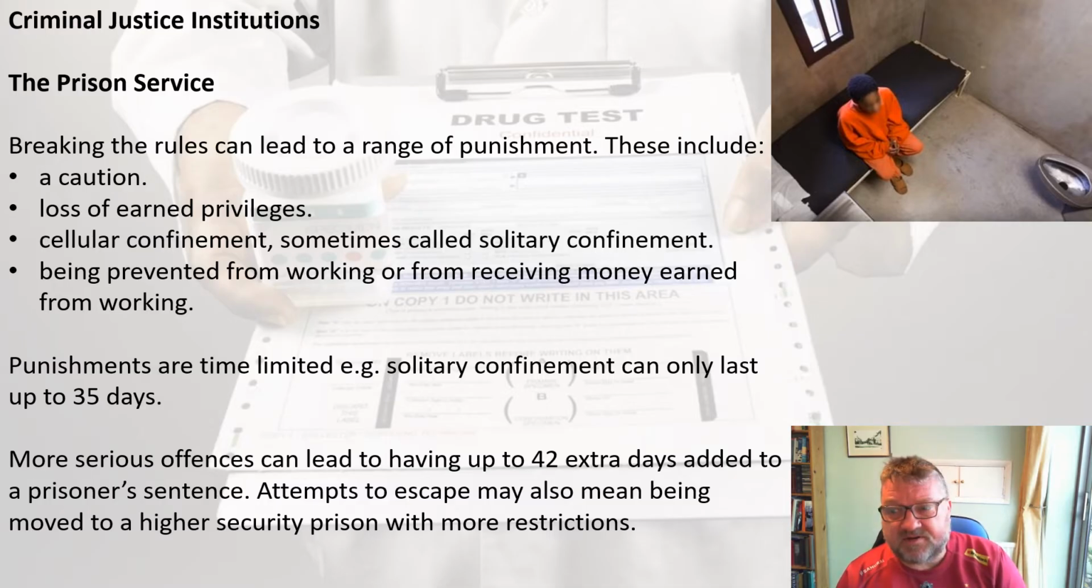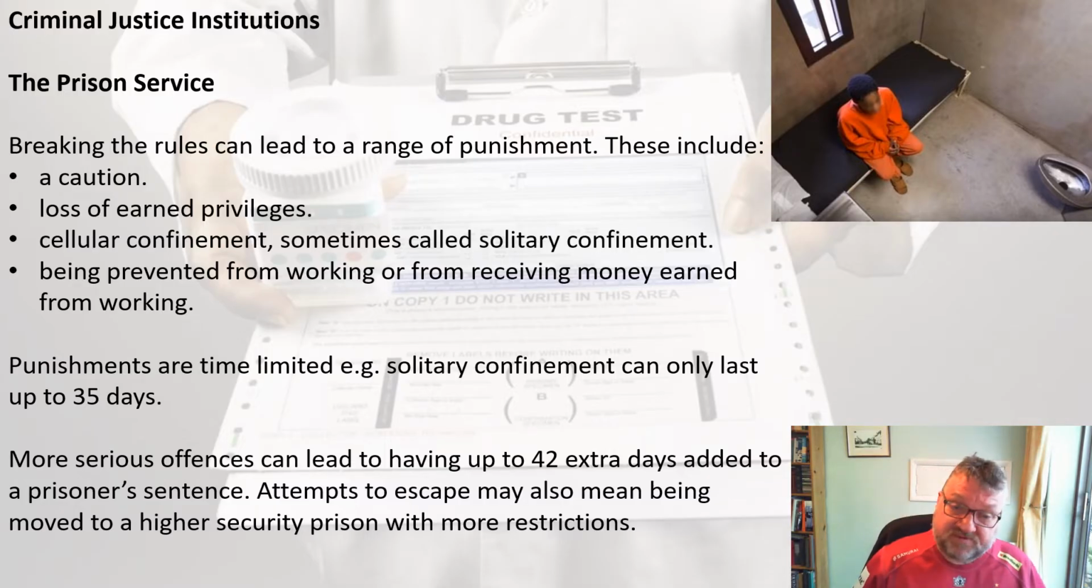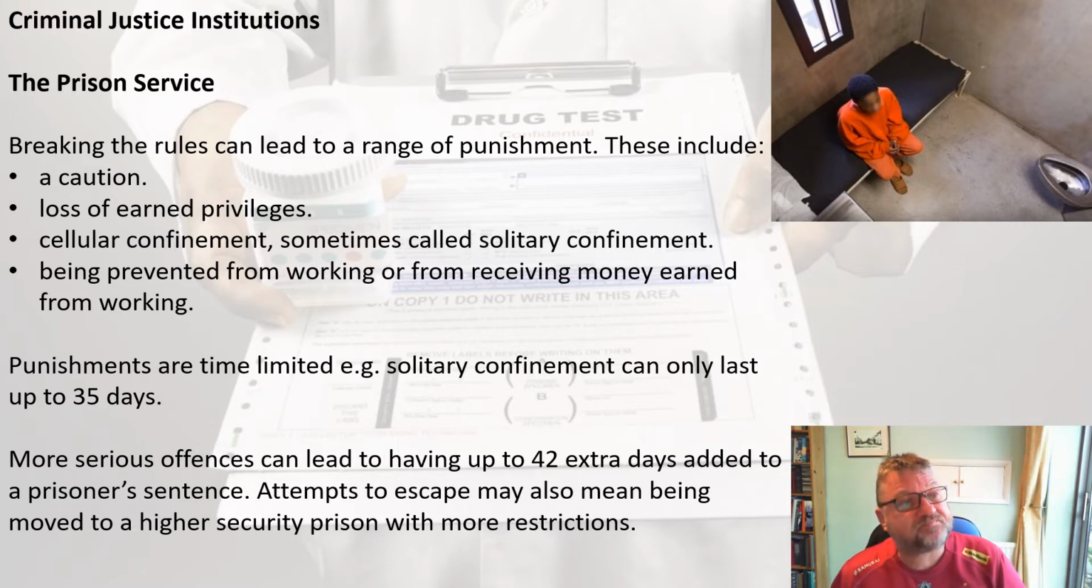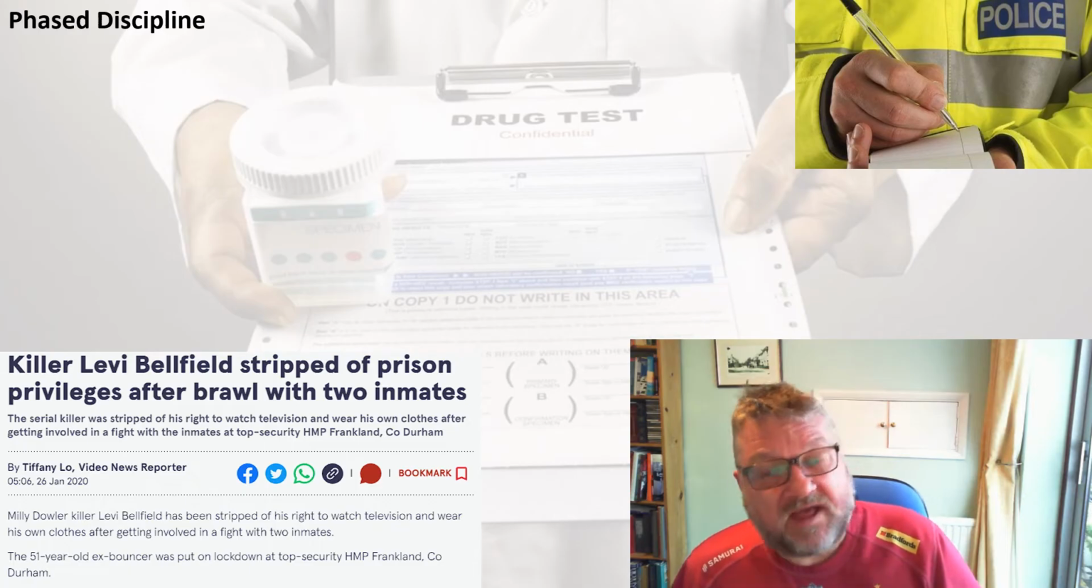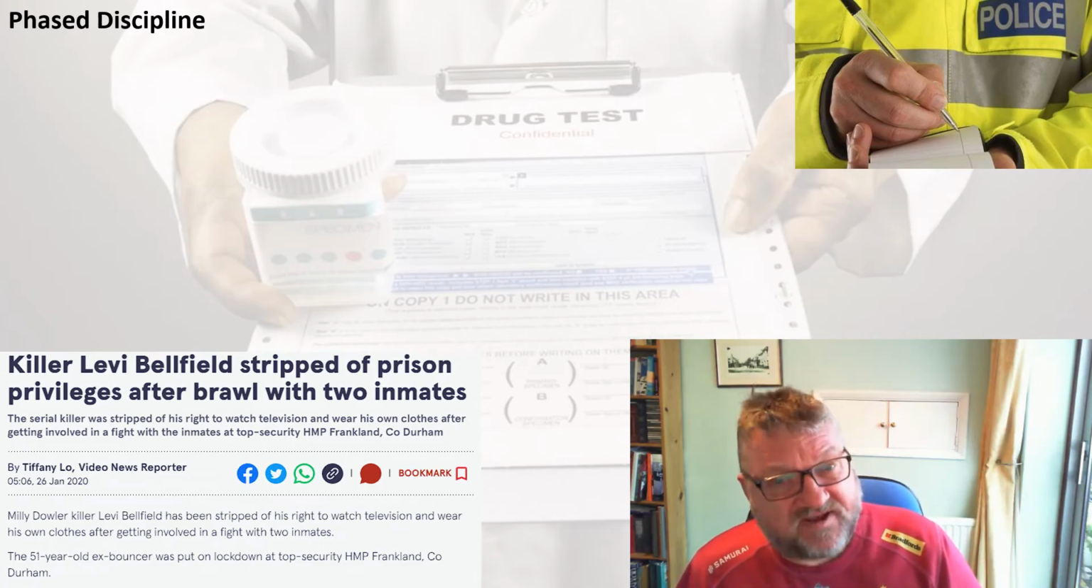And if you commit a more serious offence, you can get extra days put on your sentence, up to 42 extra days added to a prisoner's sentence. Obviously, if you try and escape, that can also mean you move to a higher security prison. So if you're in a Cat C and you try and escape, you're likely to move to a Cat A. And that then leads us on to this concept of phased discipline.